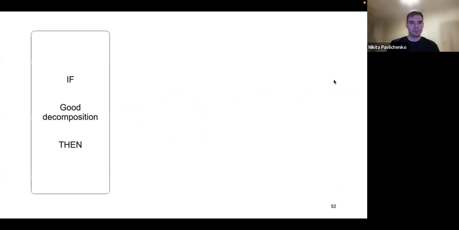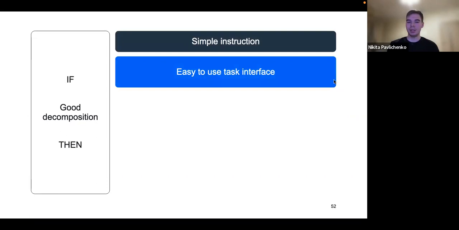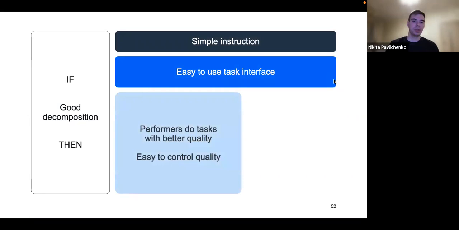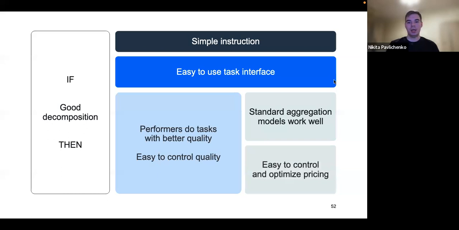Okay, so let's conclude something. To achieve good quality and to make our annotators happy, we need good decomposition, simple instruction, easy to use task interface, some quality control rules, use standard aggregation models, and optimize pricing and introduce incremental relabeling.